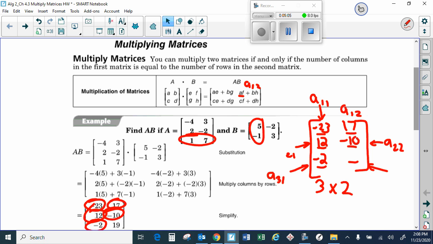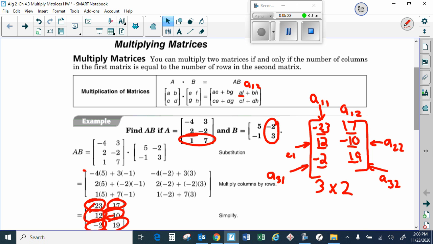And lastly, this is spot 3, 2, row 3, column 2. So take row 3 and put it together with column 2 now. Negative 2 and positive 21 is 19. And that's why you see a 19 there.